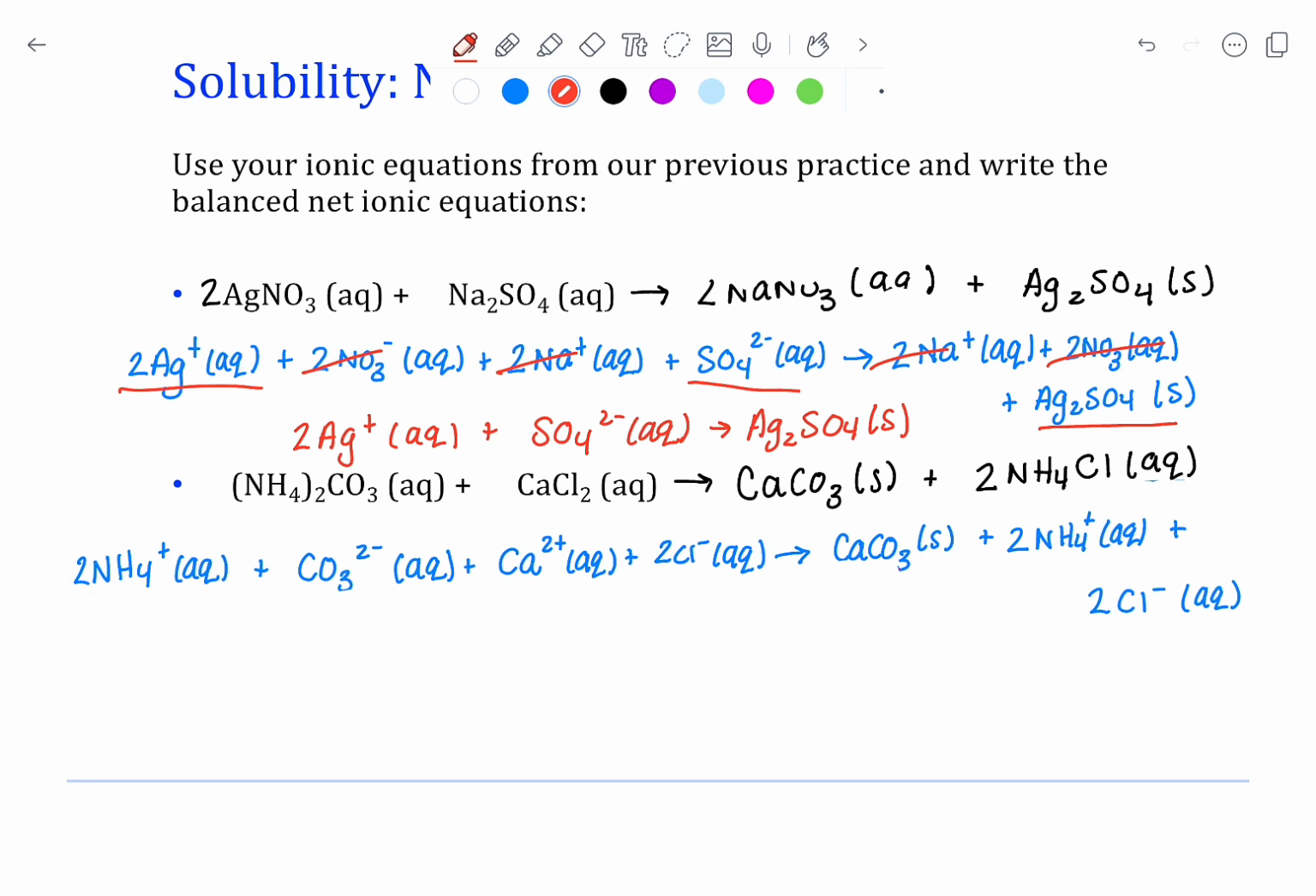So for our last example here, what I want you to do is determine what the spectator ions are, cancel them out, and then write the net ionic equation for the formation of the precipitate in our last equation here.